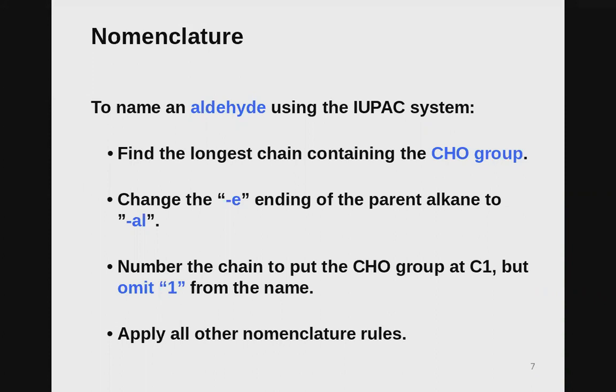So let's name an aldehyde first. We're going to use the IUPAC system as always. Now we have to first, as we usually do, find the longest chain. But very much like when we were naming alcohols, that longest chain has to contain the CHO group that defines an aldehyde. Next, we change the E ending of an alkane to an al. So different from an ol, like an alcohol, we have an al as in aldehyde.